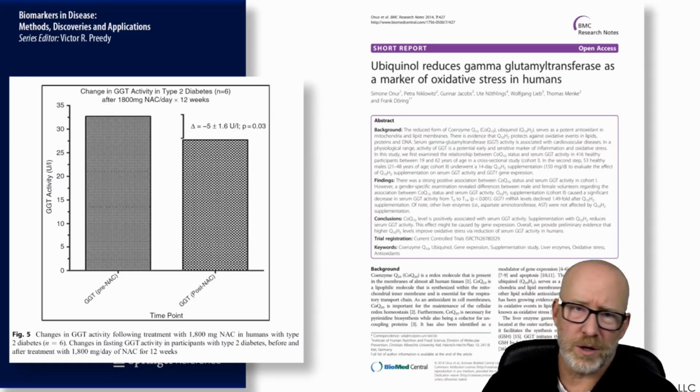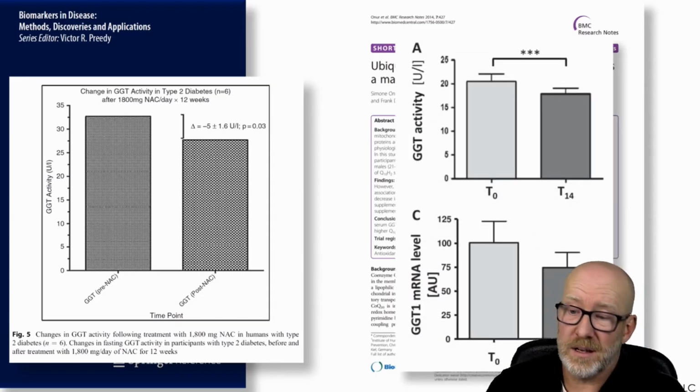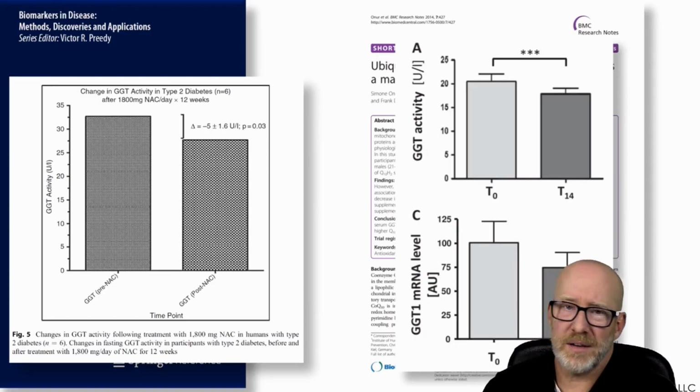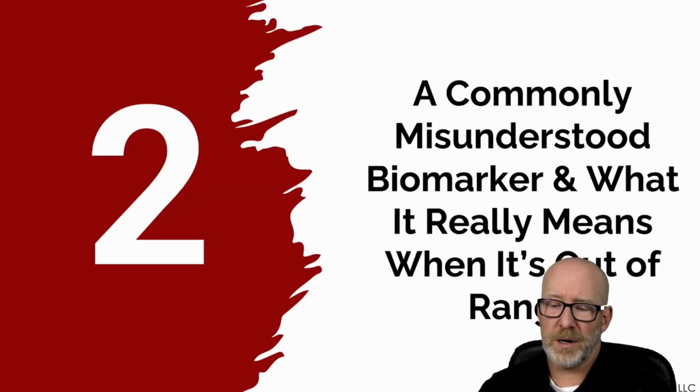Here's another one: ubiquinol, or CoQ10, when given to subjects at 150 milligrams for only 30 days, also significantly decreased GGT activity, as well as the body making GGT. All right, so that was a commonly misunderstood biomarker, what it really means when it's out of range. You want GGT on your test.